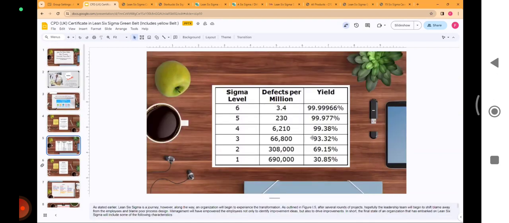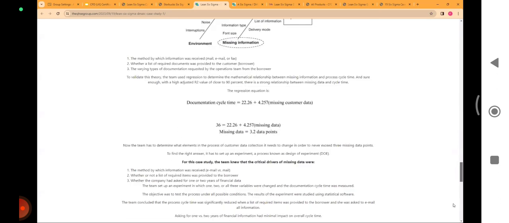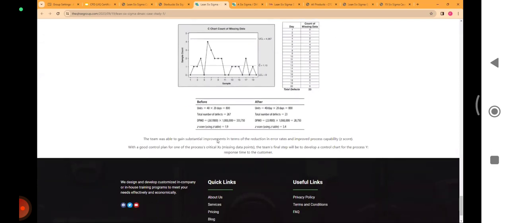For 3.4, in that case, what do they now have to do? They now have to go back to this stage right here. And as you can see, they want to reduce variation by 50% in 6 months. And definitely the objectives of this project have been achieved. This is way more than 50%, as you can see here. You can just say 23 divided by 265 times 100, and you can see the percentage. So the team was able to gain substantial improvements in terms of reduction in error and to improve the process capability.